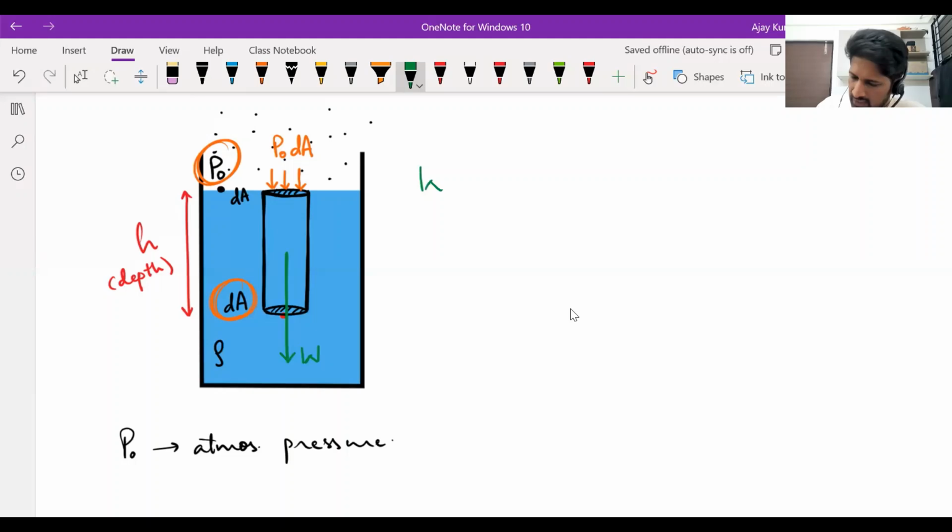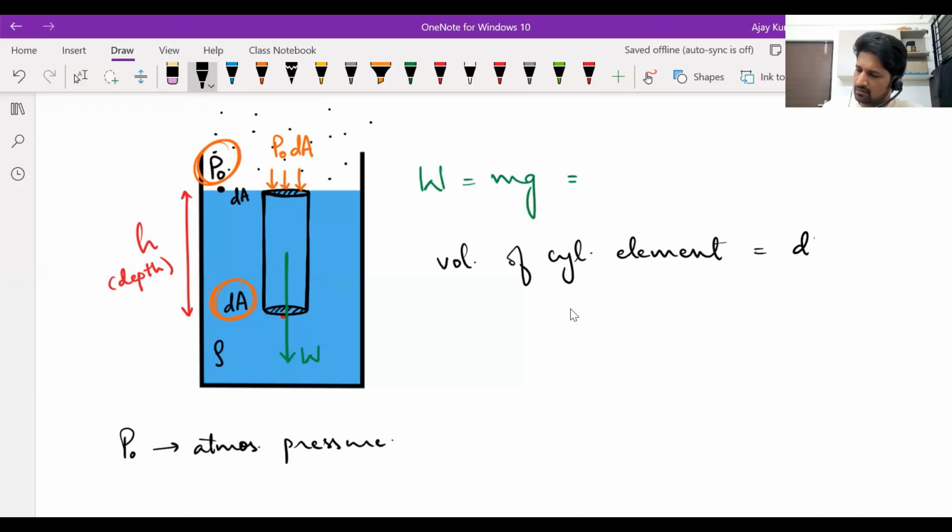Now weight, usually in solids we write it as mg. When it comes to liquids, we express weight in a slightly different manner. We have considered liquid's density as rho. Now this is some random volume that we considered. Let's say the volume is V. Or since it's the thin cylindrical element, you can call the volume dV. You can call it V also, no problem. Since it's a very small volume, I'm writing it as dV.